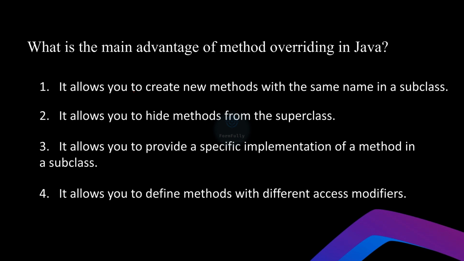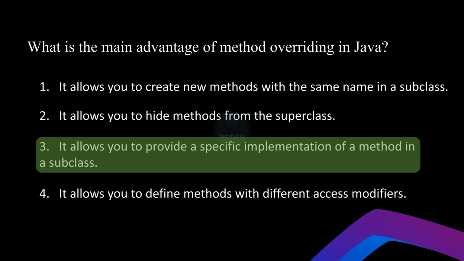The correct option is that it allows you to provide a specific implementation of a method in a subclass, because method overriding allows a subclass to provide its own implementation for a method that is already defined in its superclass.